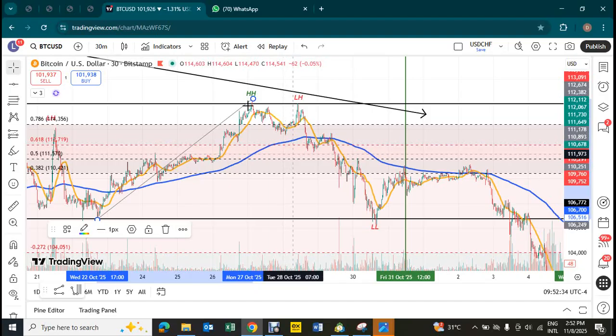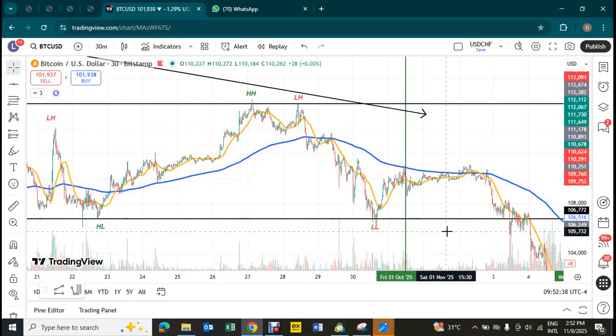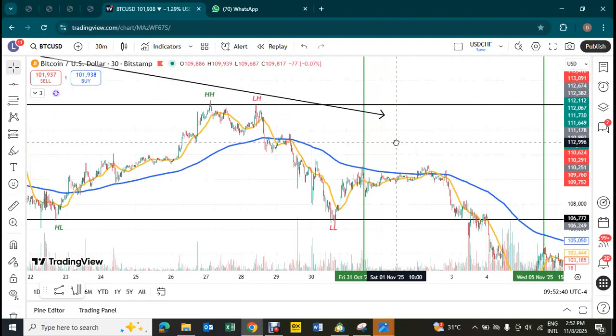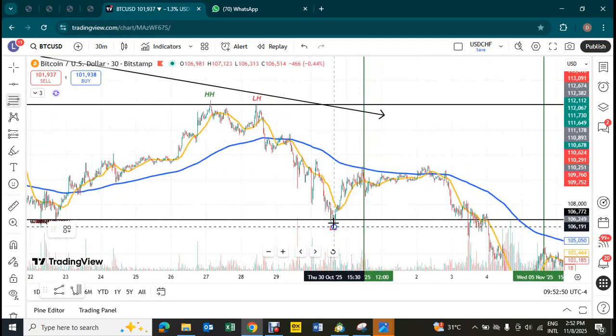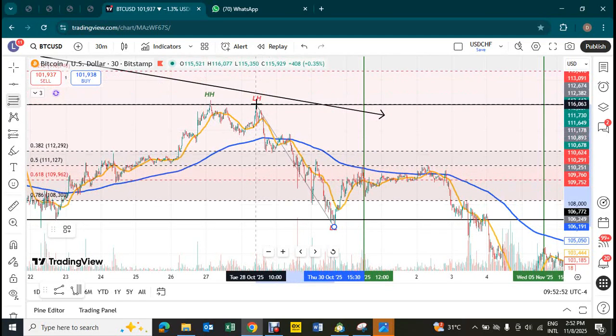Okay, so now guys, we're going to delete this Fibonacci retracement tool, and because we are switching to a downtrend market, we need to take a new Fibonacci retracement tool. Now, to get an LH, we need to put the Fibonacci retracement tool at the low of the LL up to the LH here.